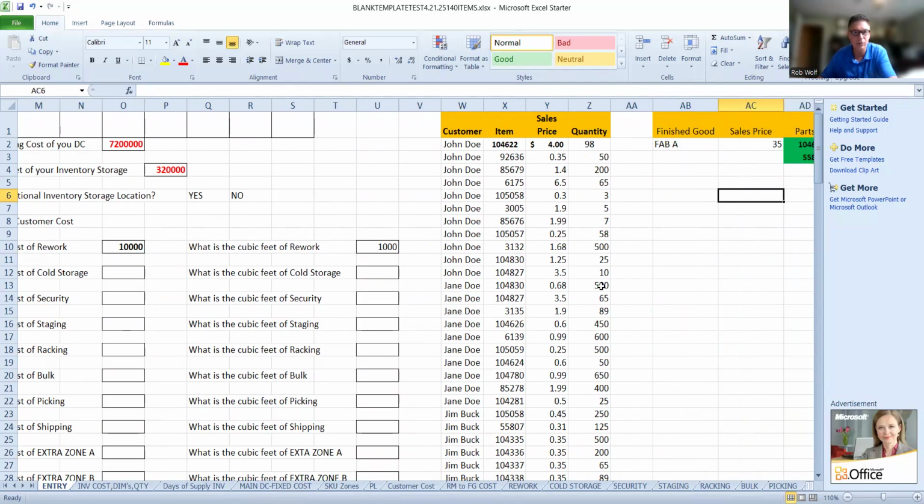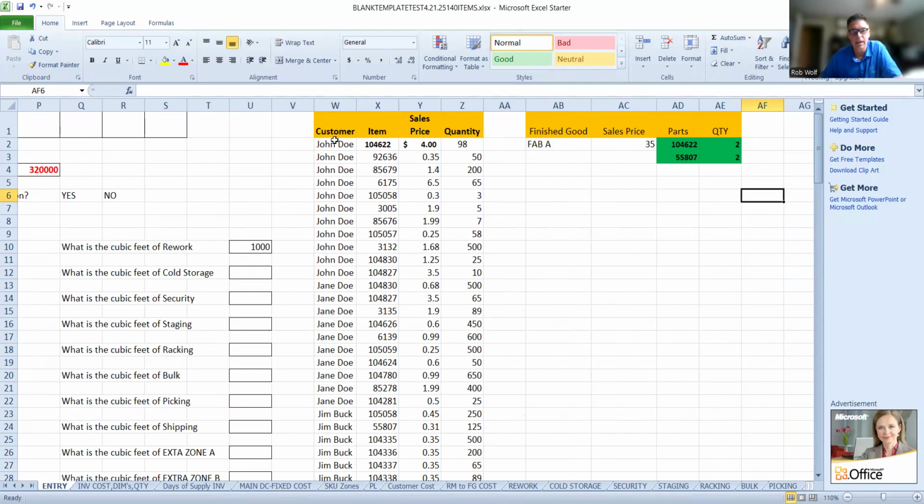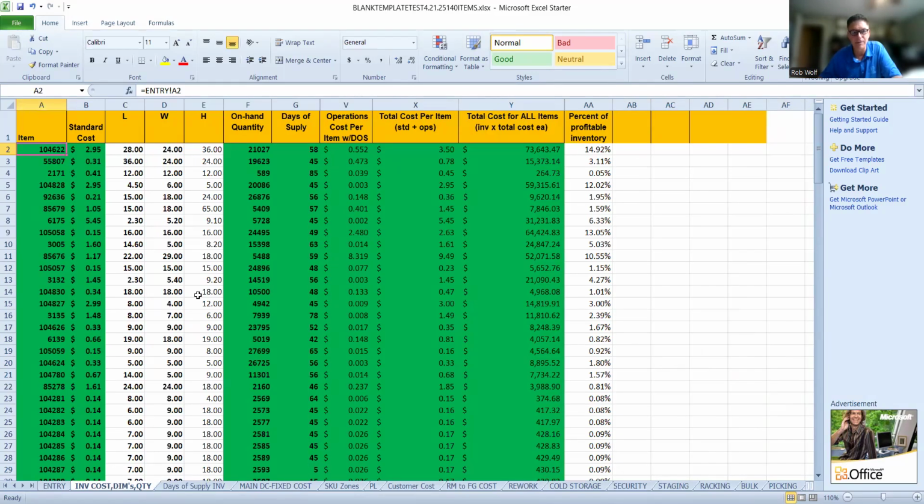And then we're also going to want to get the customer information, what their name is, the item, the sales price, and quantity. If you have a rework area, fabrication area, whatever you want to call it, where you take items and out comes a different item, I need to know that. We're going to need to know the finished good item, whatever that new item number is, SKU number, the sales price, the parts that make up that finished good item, and the quantity. Once I get that information, I'll be able to enter it in this screen.